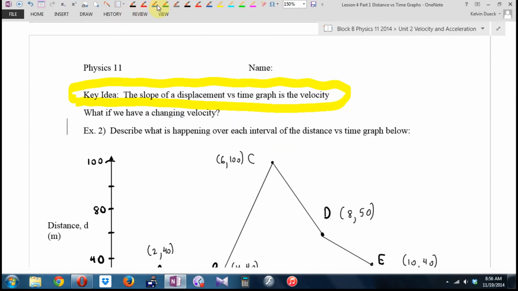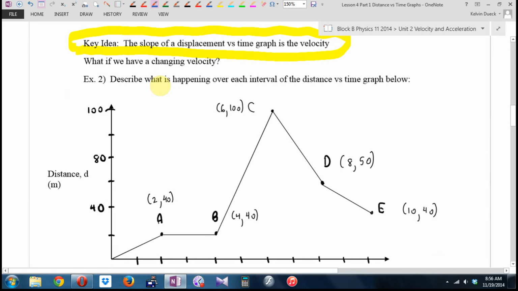What if we have a changing velocity? Describe what's happening over each interval of the distance versus time graph below. So I've given you points A, B, C, D, and E. Can you tell me any times that you think we're traveling backwards? Now, what would backwards look like in terms of a slope? What did we say last day in terms of vectors? How are we going to show backward?